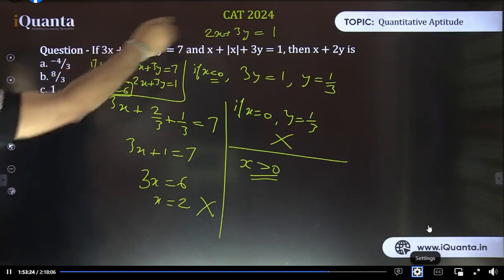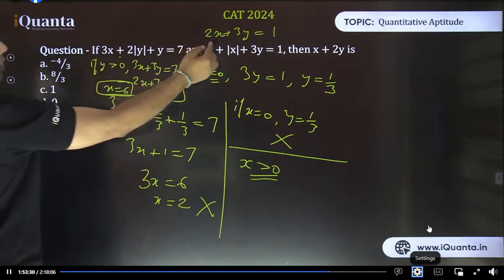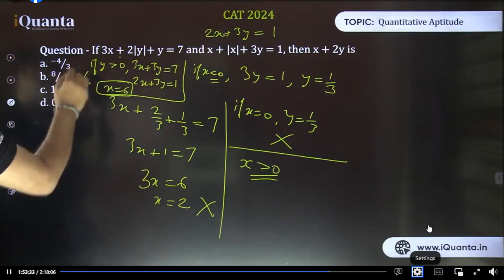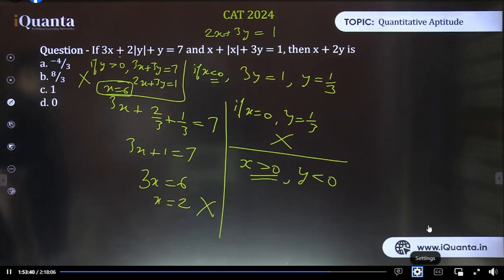If I put x equal to 6 here, y will not be positive. So this case is not valid. It confirms that y is negative. Now we have got our equations.